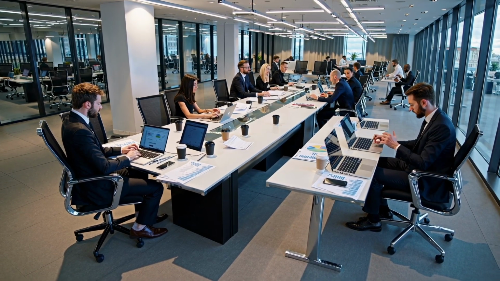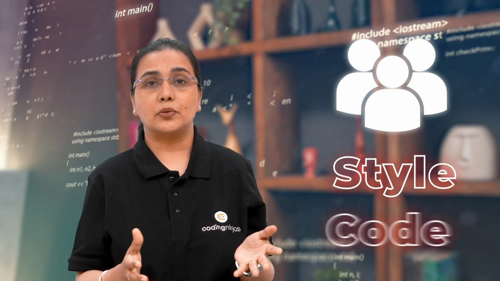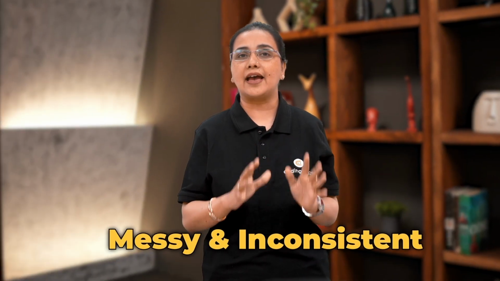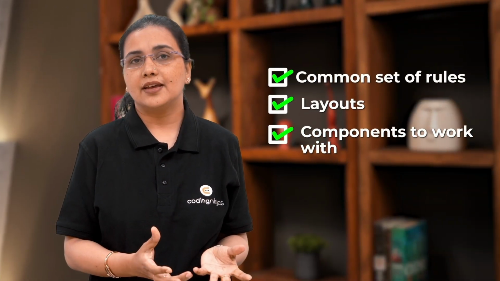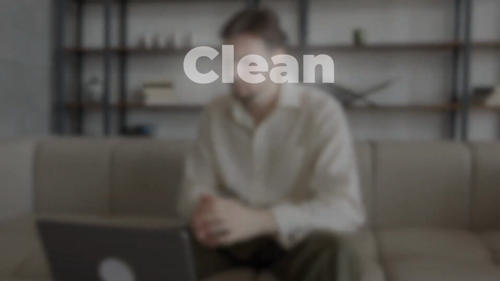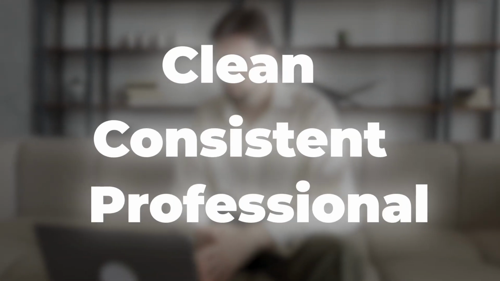At that time, Twitter had lots of different teams working on different parts of their site. What was the problem? Everyone was using their own style and code, which made things messy and inconsistent. So they built Bootstrap to fix that, to standardize the design and code across all projects. It gave teams a common set of rules, layouts, and components to work with. That way, every part of the site looked like it belonged together, clean, consistent, and professional.